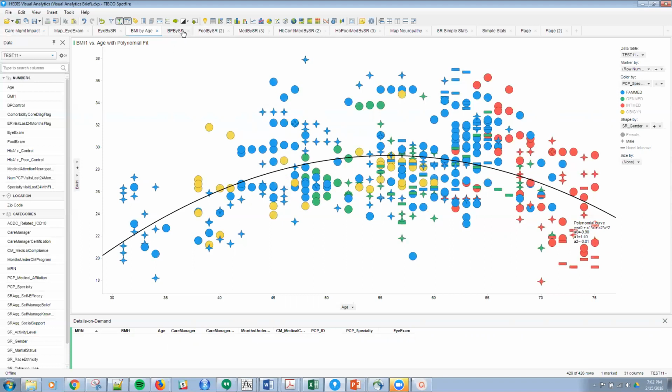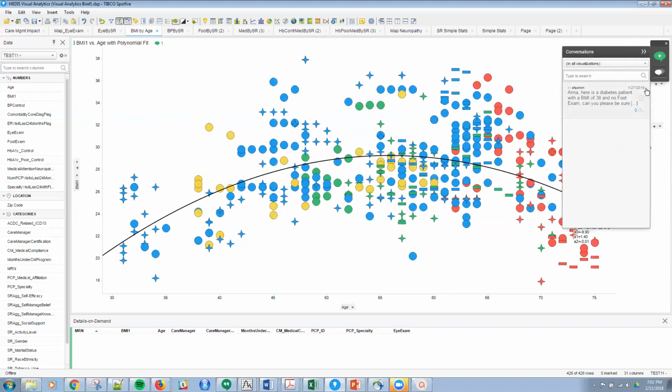So, another thing that I could do here is I can start a conversation, and I could say, Anna, here's a diabetes patient with BMI 38, no foot exam. This is a note that I previously created, obviously, but I can stick that there, and then when Anna comes in to this panel, she can just click on that and see that I've left a note for her. So it's quite collaborative. So hopefully this has been good for you, and shows you a little more in depth what I covered previously.